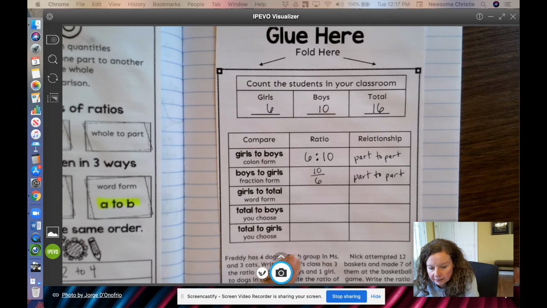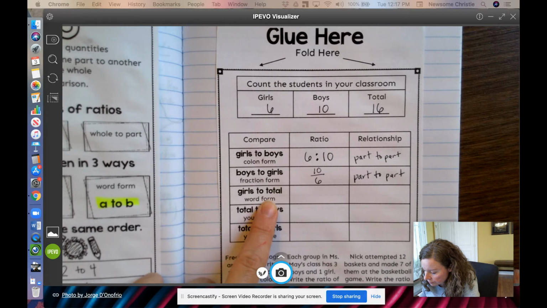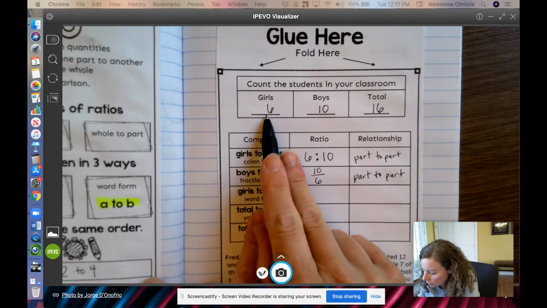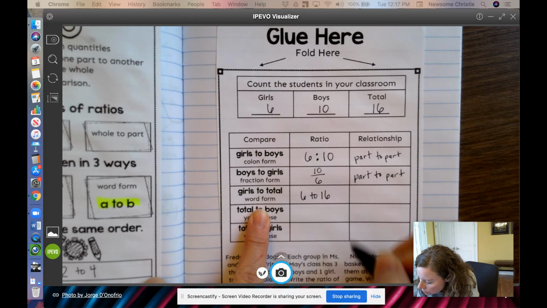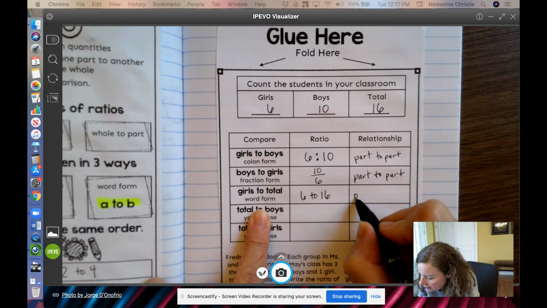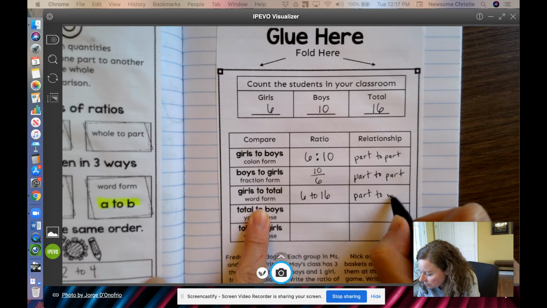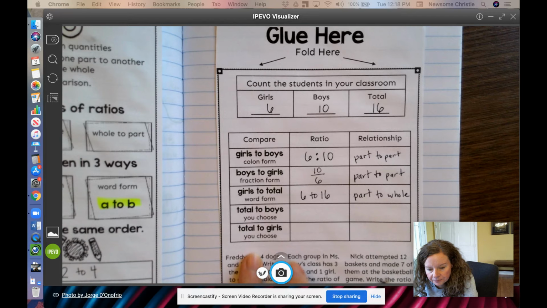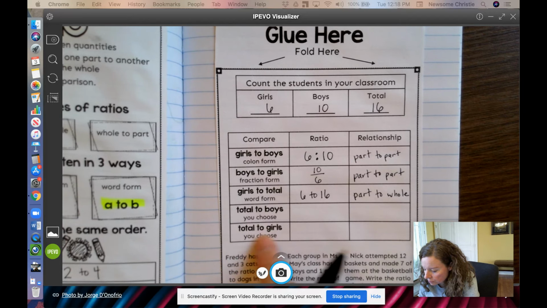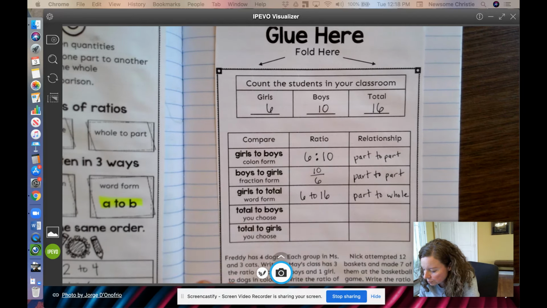Let's look at one of these totals. So girls to total in word form. So girls is 6 and the total is 16. So we would say 6 to 16. And that would be part to whole. Does that make sense to you? Okay. Try these last two on your own. Total to boys and total to girls. And you get to choose the kind of ratio you write. I'll do mine and then you do yours and then we'll compare.